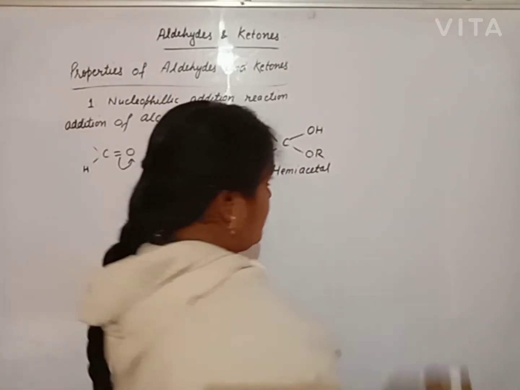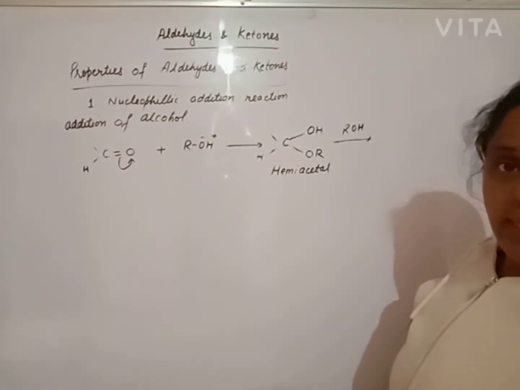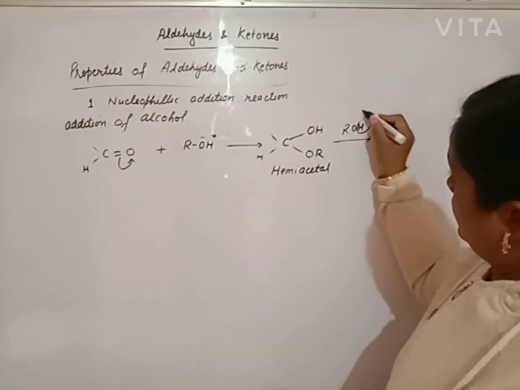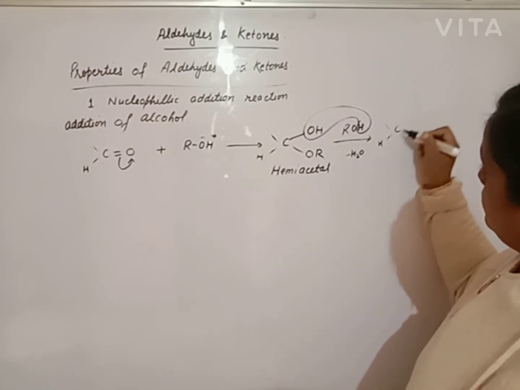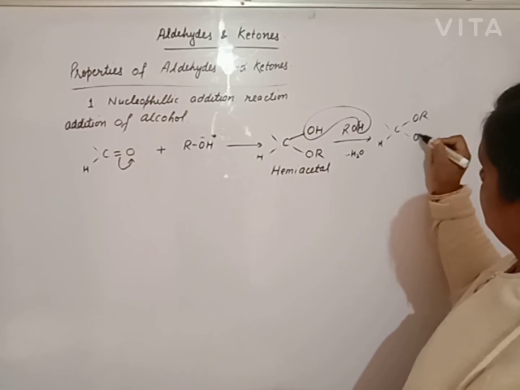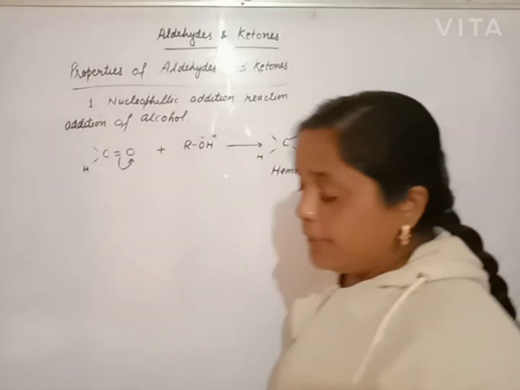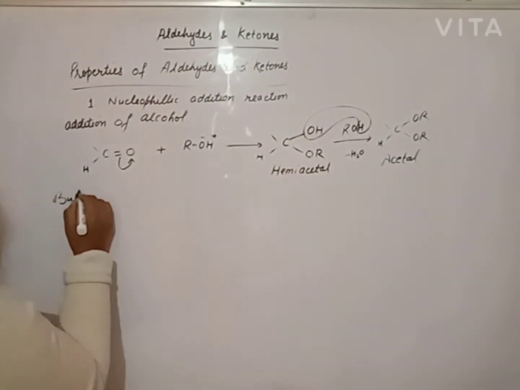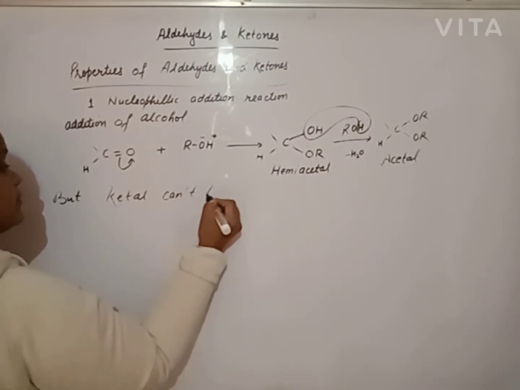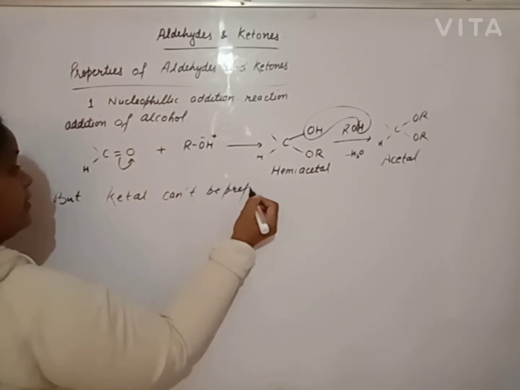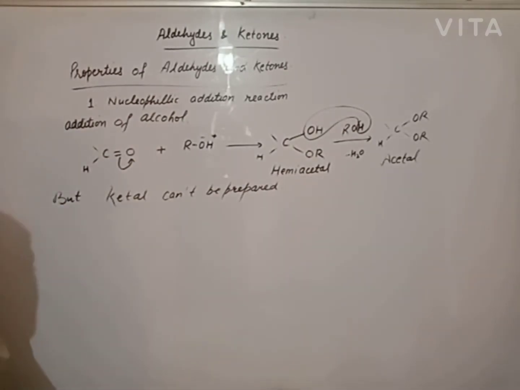Clear? Now a further reaction with alcohol takes place. If this product reacts further with alcohol, it will release water, and we will get an acetal. We will get acetal, but ketals can't be prepared. Why? Because ketones do not react with monohydric alcohol.